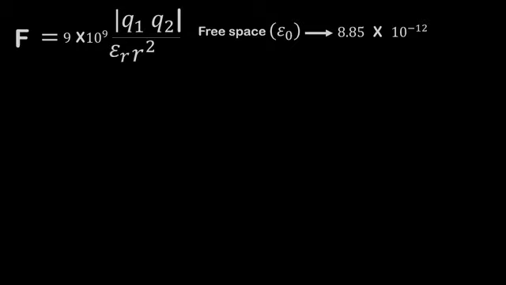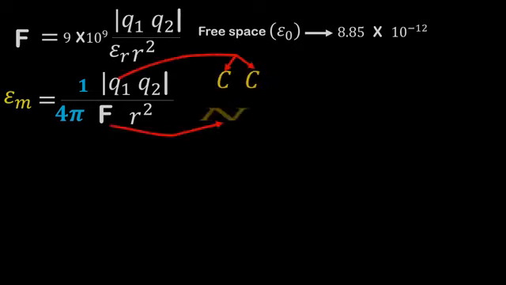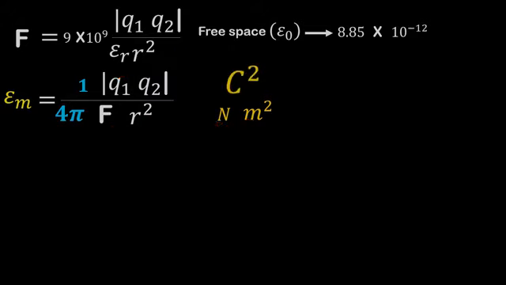Now let's find the SI unit of permittivity. When we modify the formula for force, the formula of permittivity can be written like this. We know that the unit of charge is Coulomb, the unit of force is Newton, and the unit of distance r is meter. By simplifying this, we get the unit of permittivity as Coulomb square per Newton meter square, which can also be written as Coulomb square Newton inverse meter minus 2.